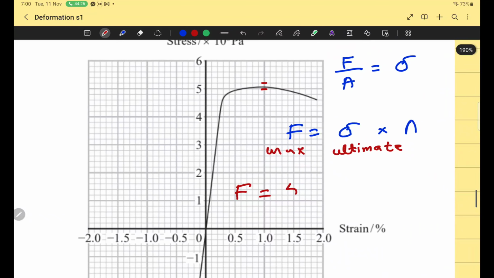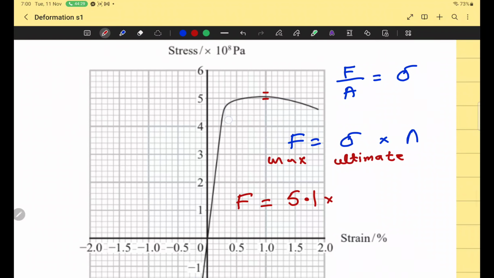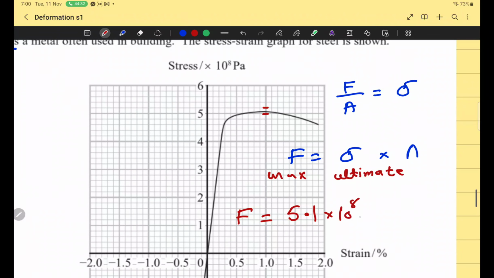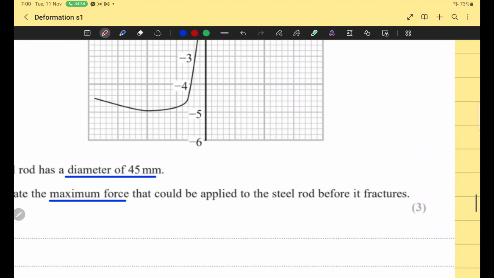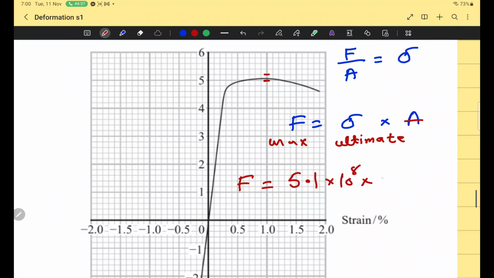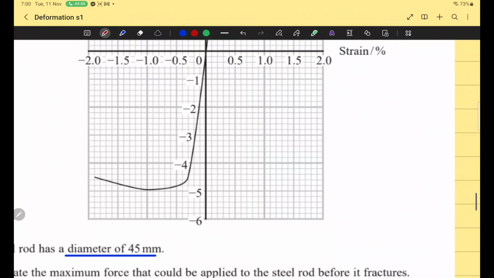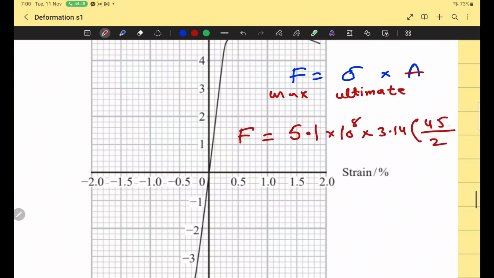I am using the value. It is 5.1 exponent 8. And what is the area? Sir, we are given diameter. So area will be pi r square, and r is equal to half of the diameter. And it is in millimeter, so I use exponent minus 3 with square. So the question is very simple. We have extracted the value of ultimate stress and multiplied it with the area. Then you can calculate maximum force.